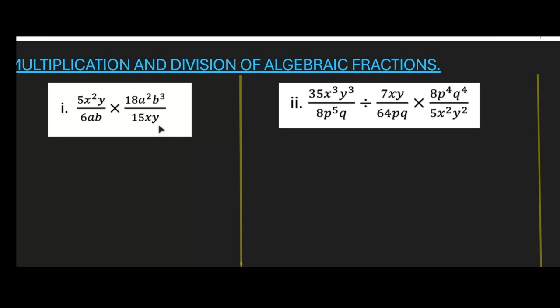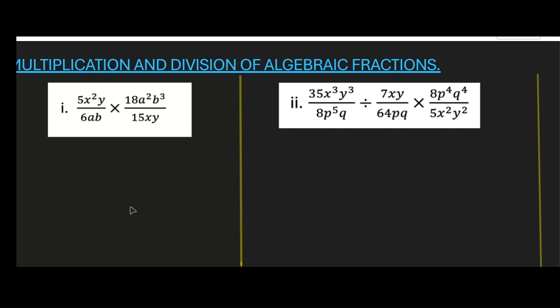So let's begin with our first question here. We have to simplify this one: 5x squared y over 6ab times 18a squared b cubed over 15xy. How do we simplify such an expression? These are algebraic fractions and we are multiplying them. So how do we simplify this kind of stuff? Let's do something here.